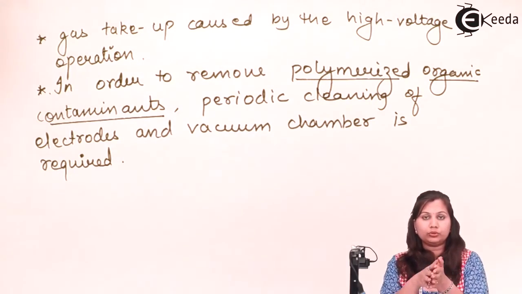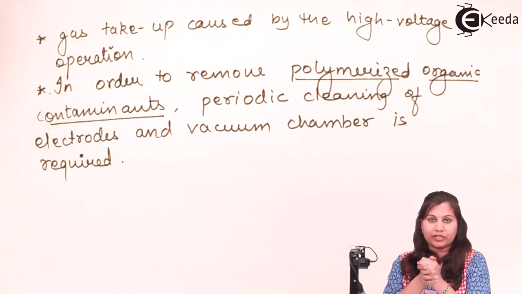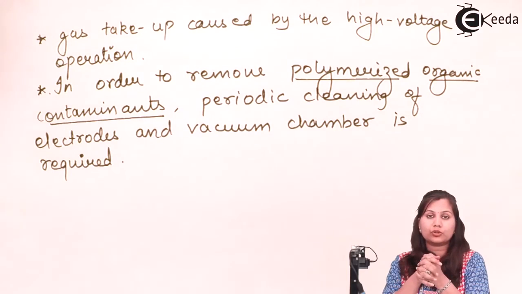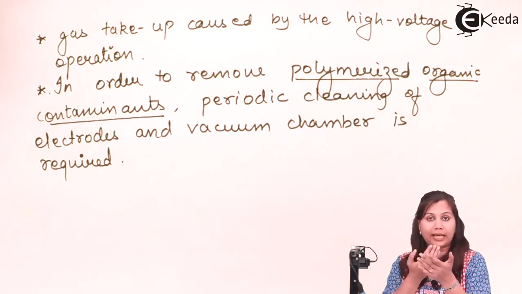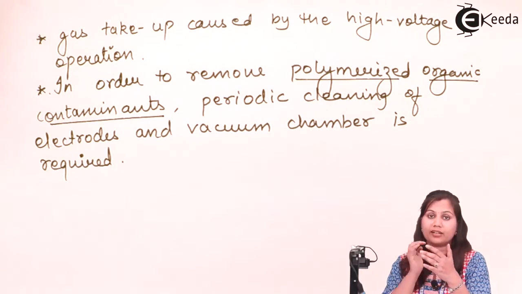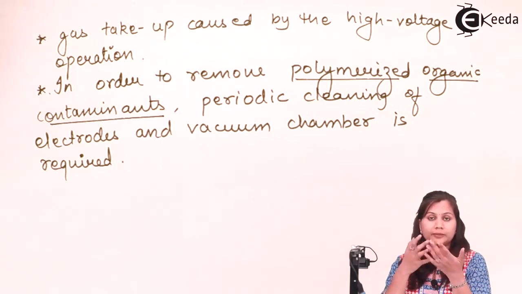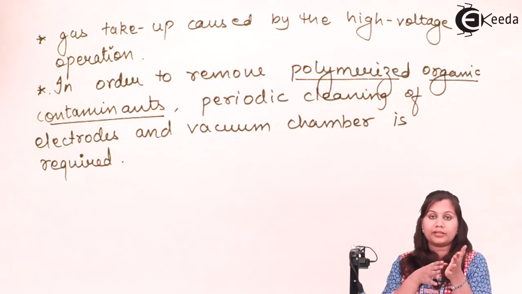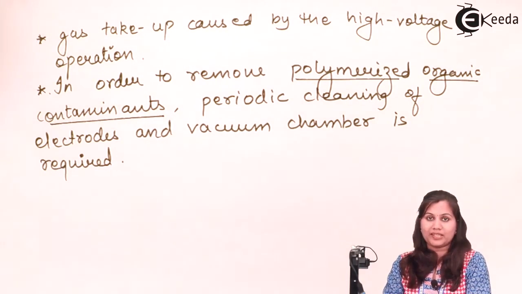So these were the two types of ionization gauges we studied here. In this video, we studied the ionization gauges, the types of ionization gauges, their construction, their principle of working, their advantages and disadvantages, along with their applications. So I hope that this topic is now clear to you.